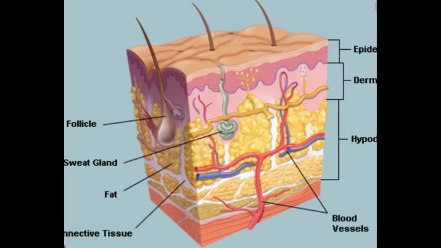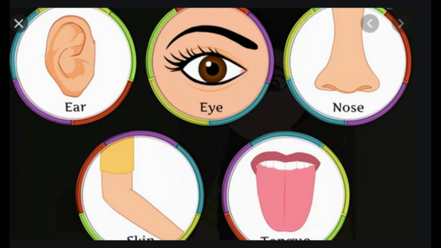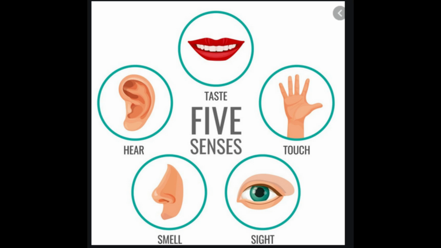Then we discussed the five sense organs: eye, ear, nose, tongue and skin. So there are two activities for you. The first one is to complete the table on page number 94, and the second one is to write about the working of the five sense organs. Okay, so the chapter is over. Study hard to complete your pages.